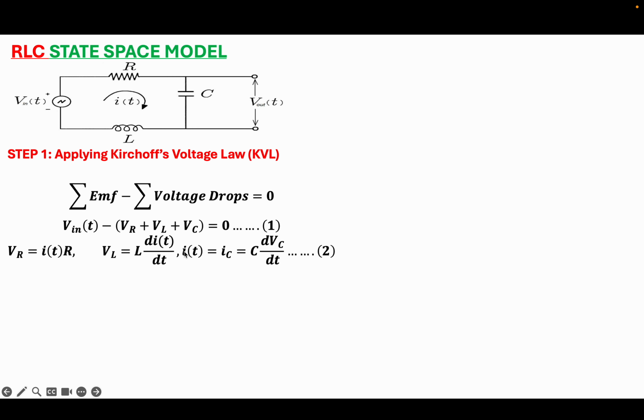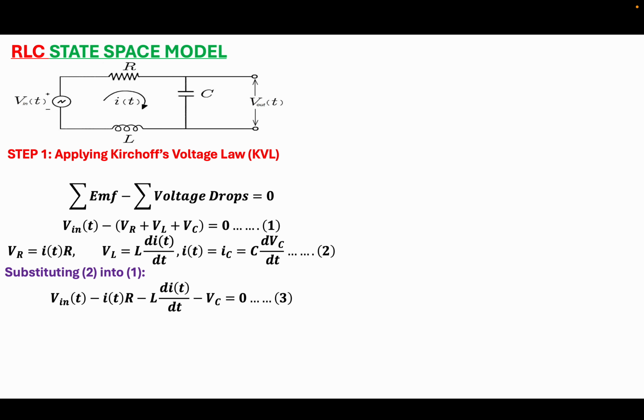So from Ohm's law, I know that VR is just iR, and the voltage across the inductor is just L di/dt. And my i is the same current flowing through the resistor, the capacitor, and the inductor, because we are dealing with a series circuit. And that is equal to C dVc over dt. So substituting 2 into 1, we'll have equation 3.